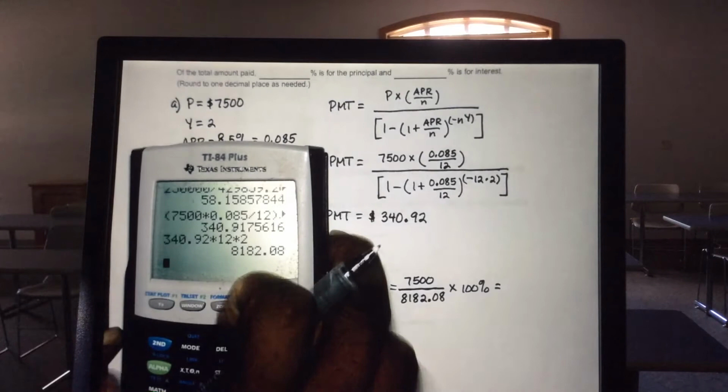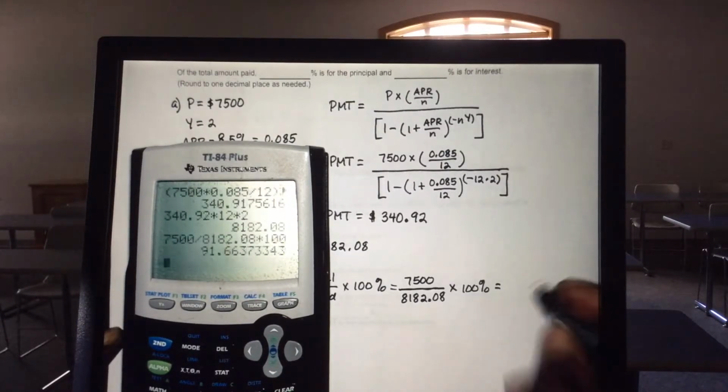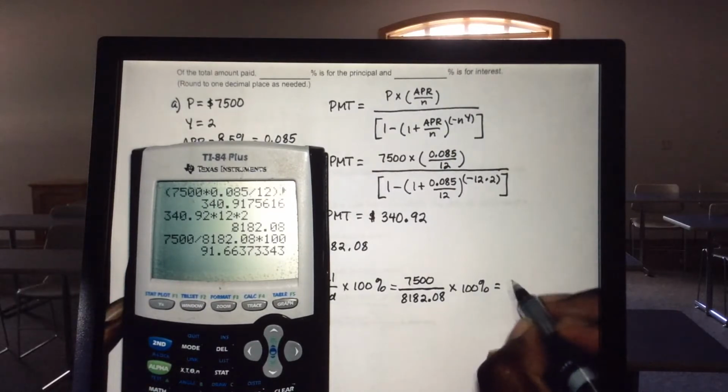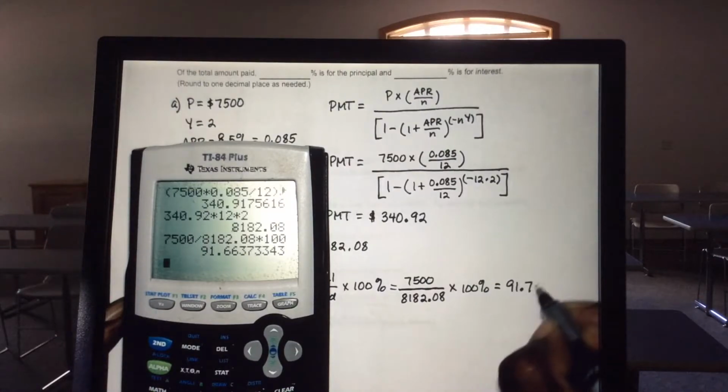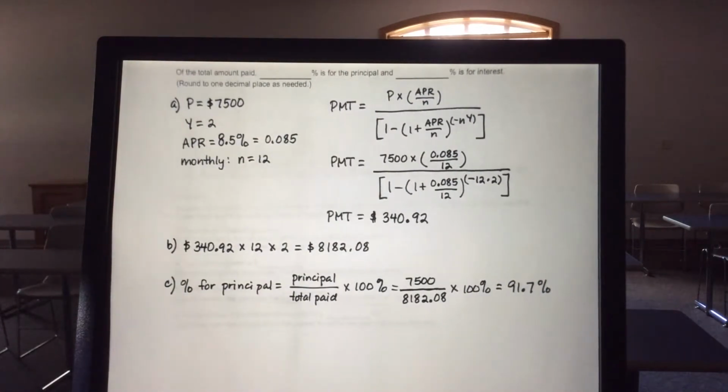So when we do the math, 7,500 divided by 8182.08 times 100. To 1 decimal place, this will be 91.7%. So 91.7% of the total payment is going towards the principal.